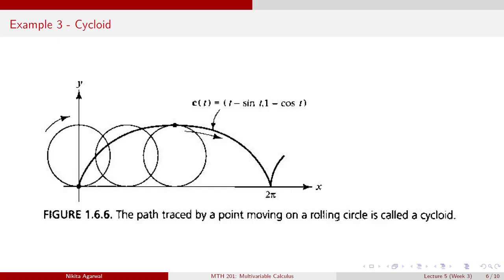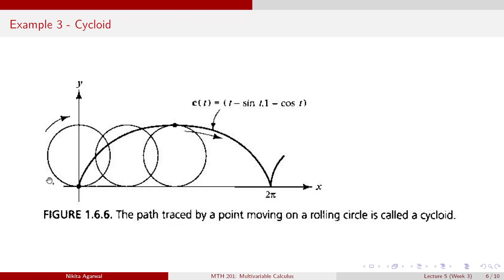So let us move on to another example, which I will not get into details, but let me explain what's going on. So if you have a point moving on a rolling circle, okay. So this is a circle. Suppose I start at this point, and this circle is moving, okay, and the circle completes one rotation in 2 pi units. So what happens if you trace out this point as you move here?